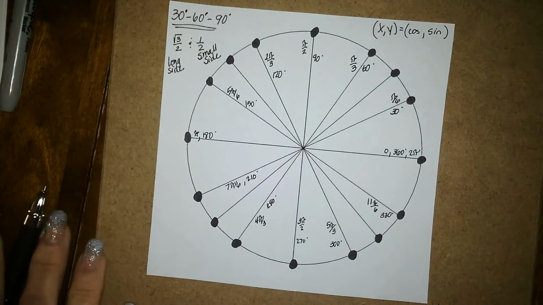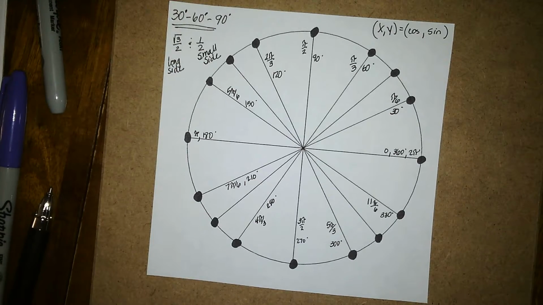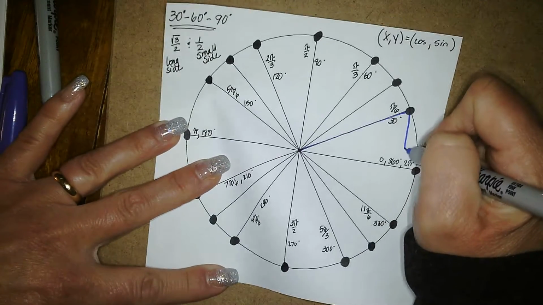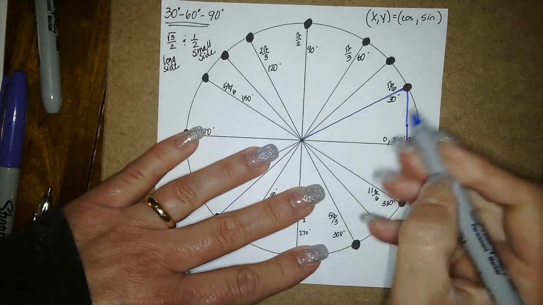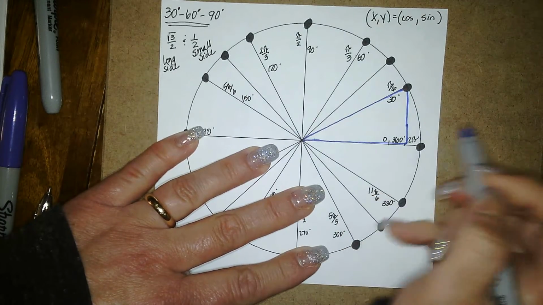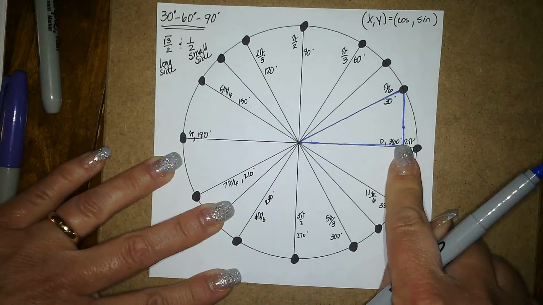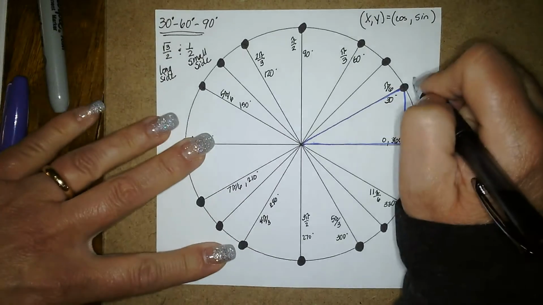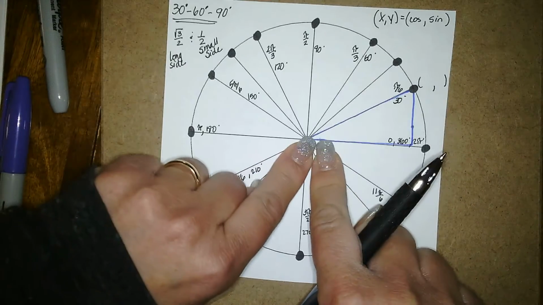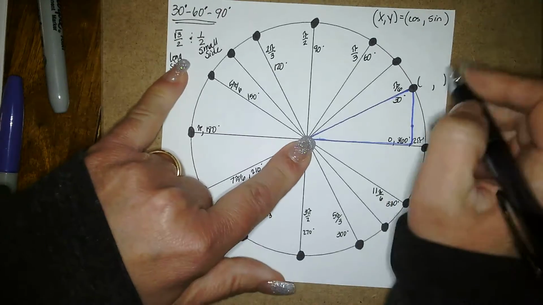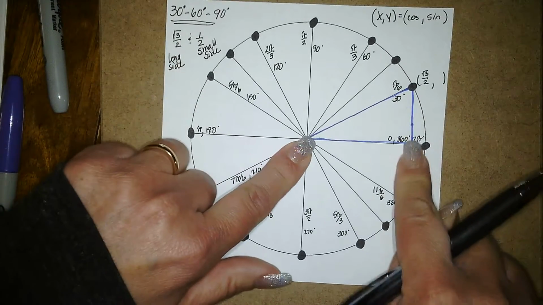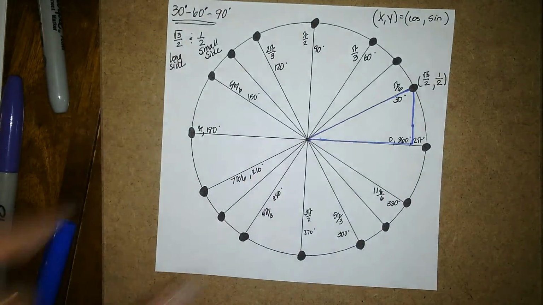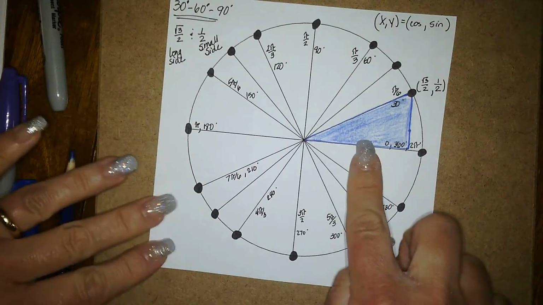Okay, so let's start with 30 degrees and build this triangle. So we're talking about this angle right here. I'm going to drop a perpendicular, and I'm looking at this triangle. Notice this is my short side. This is my long side. So when I go to write the coordinates of this point, since x is the long side, x is going to get my root 3 over 2. Since y is the short side, the y coordinate is going to be 1/2. I hope that was clear. Let's go do it again.